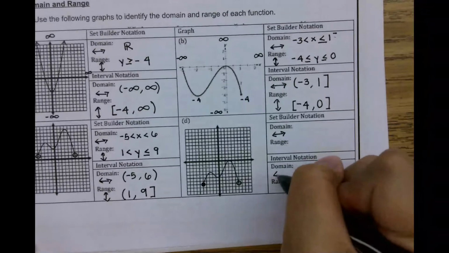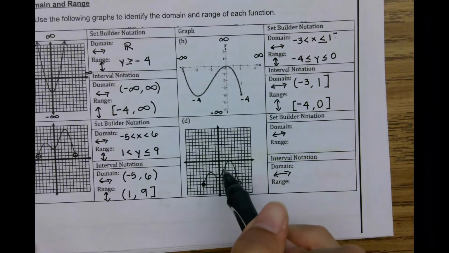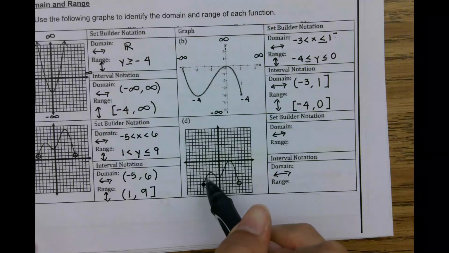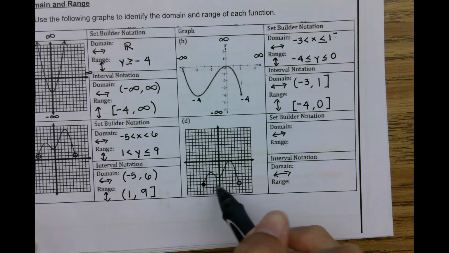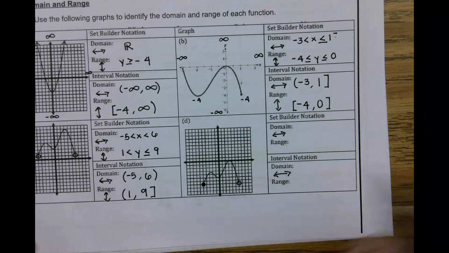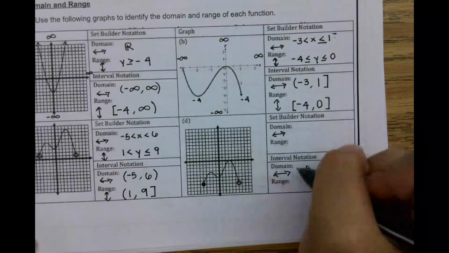Okay, so I'm going to walk left, walk left, walk left, walk left. This is the last point I can walk left to. Okay, the x value, since domain is x's, is negative 5. Okay, closed circle, so that means it's a bracket.